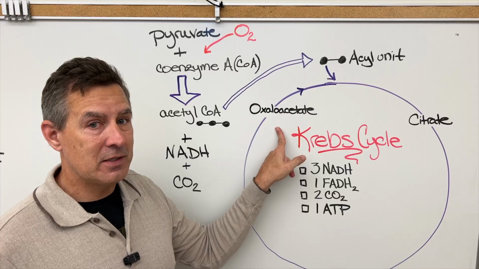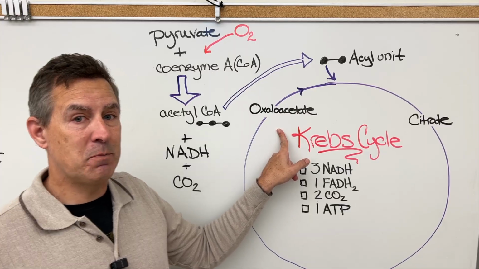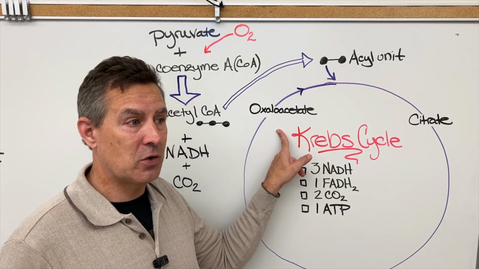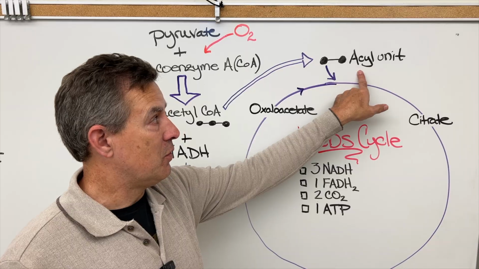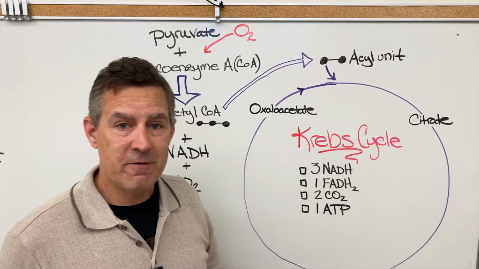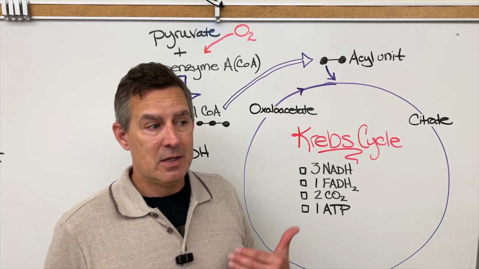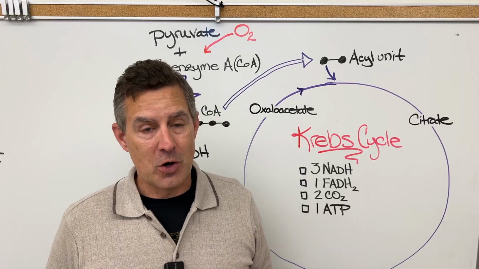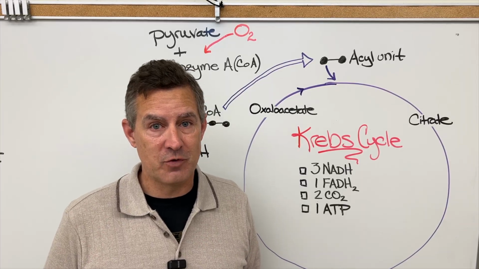The end product of this cycle is oxaloacetate. Oxaloacetate is both the end product of the Krebs cycle and one of the initial reactants, because it's going to react with this acyl unit. The Krebs cycle is a multifaceted enzymatic process that we are not going to go into. It's not necessary for our understanding of ATP synthesis with regards to human physiology.